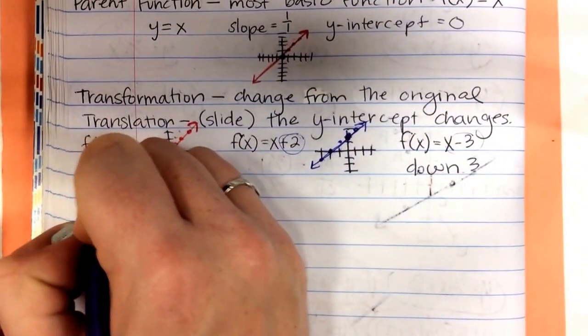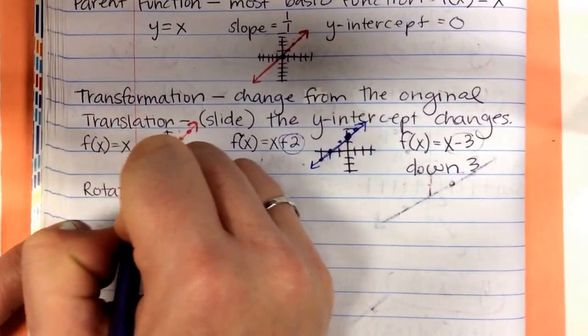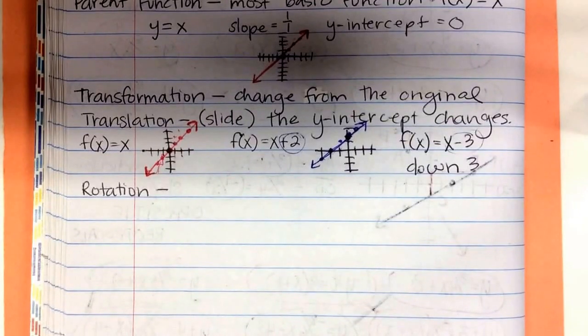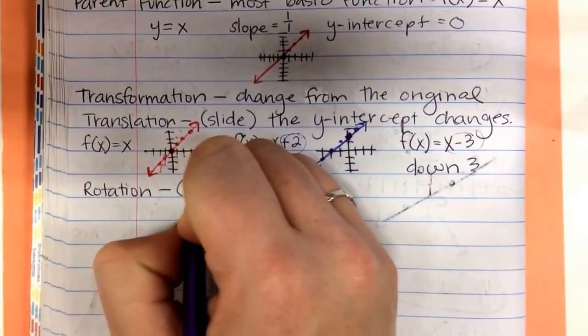The next kind is a rotation. What does it mean for something to rotate? What's an easier word than rotation? Yeah, spin, or we call it a turn sometimes.